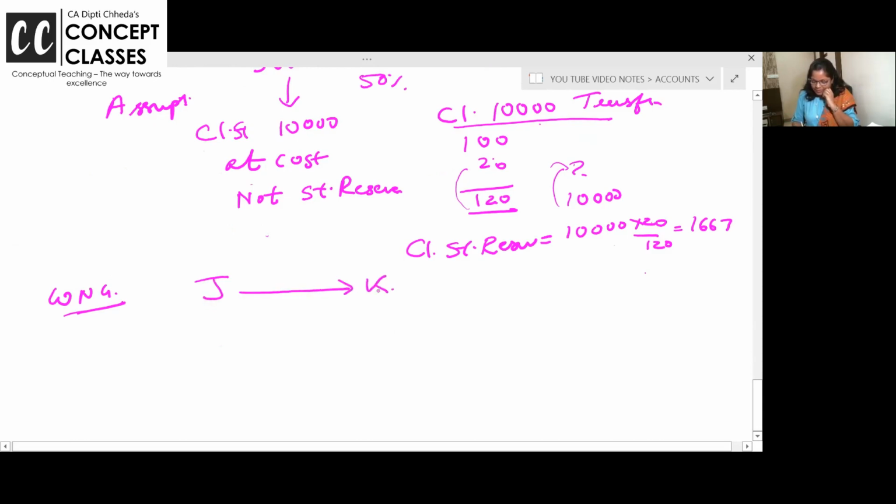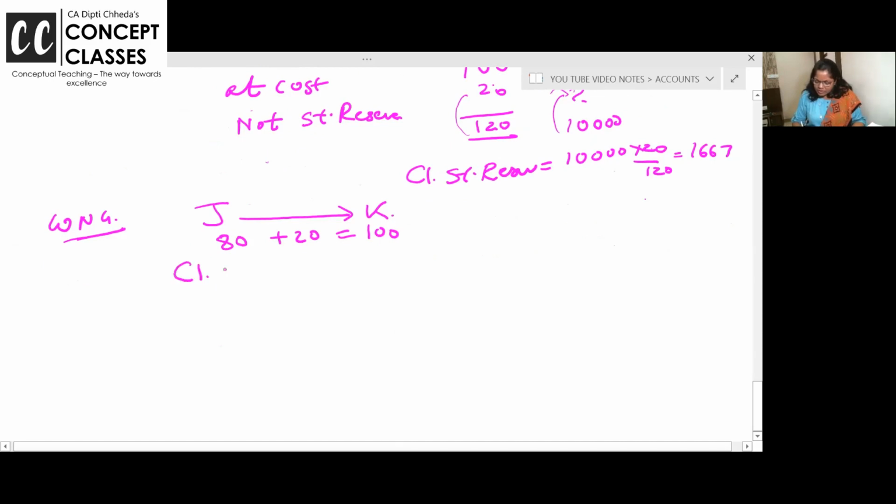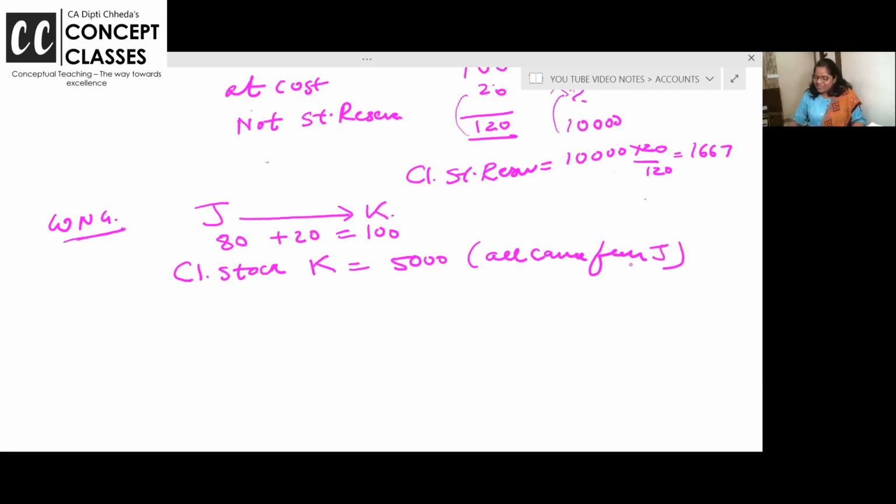J to K. 80, 20, 100. Is the equation clear or not? J is sending the goods to K at 20% profit on the transfer price. That's printed in your material. Now, what is the closing stock with K? 5,000. All came from J. Write in brackets, don't write in the exam, don't explain the value, just write now. All came from J. J has only sent to K, no? J sent to K.